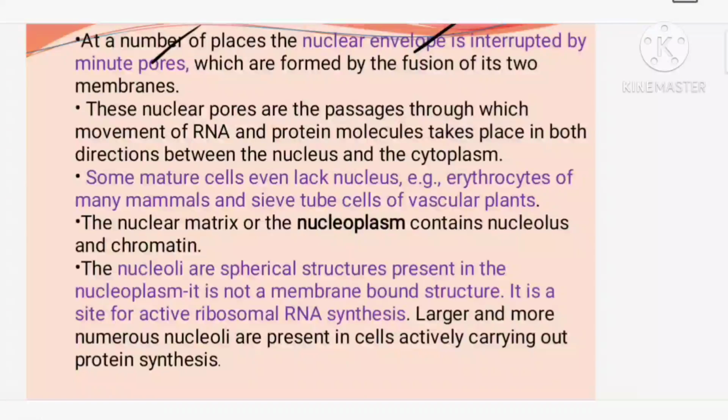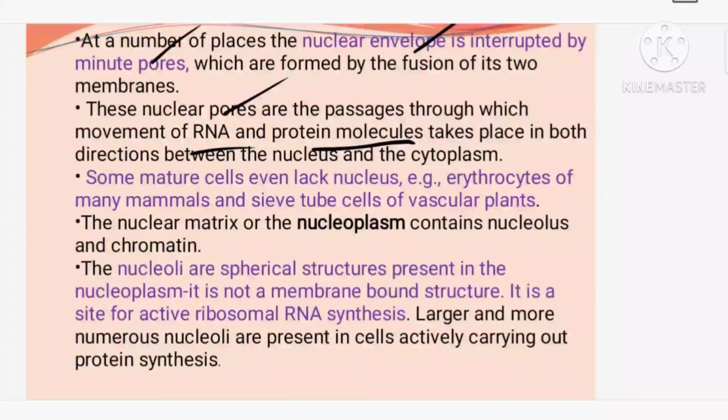I told you, what do we call them? Nuclear pores. Messages from the nucleus have to go to the cytoplasm through the endoplasmic reticulum or through some other route. So, through the pores only the messages are moving. Especially what is going? RNA and protein molecules which are synthesized are distributed from the nucleus to the cytoplasm by the nuclear pores.